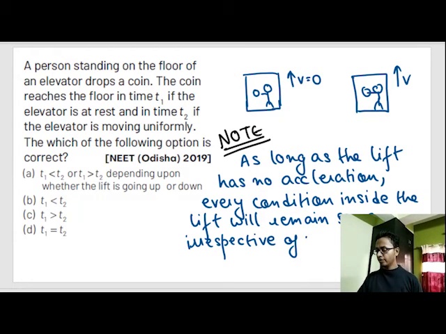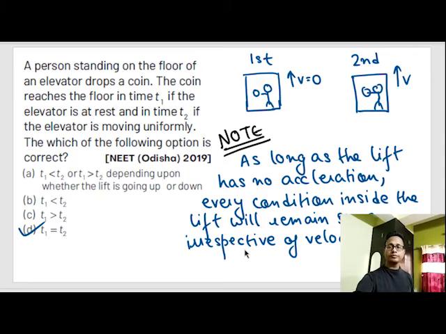So why is the condition like this? This we will understand in Newton's laws of motion. There is a concept called pseudo force, so I will make you understand from that chapter. But for now, just remember, as long as the lift has no acceleration, that means the acceleration in both the left and the right condition is 0, every condition inside the lift will remain the same, irrespective of the velocity. That means T1 is equal to T2, or the time taken to drop the coin in the first case is the time taken to drop the coin in the second case.